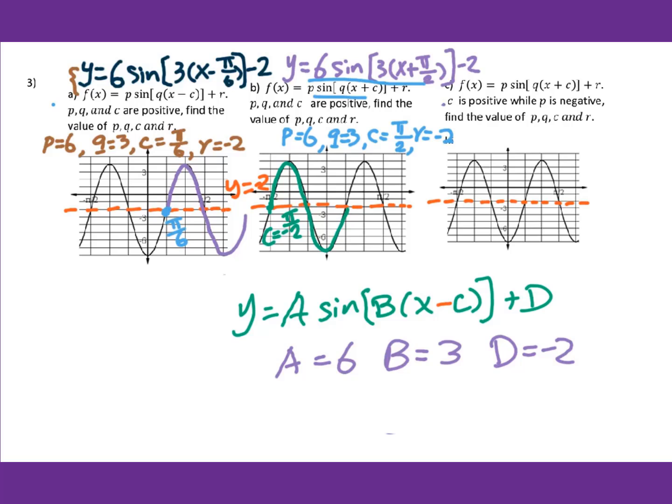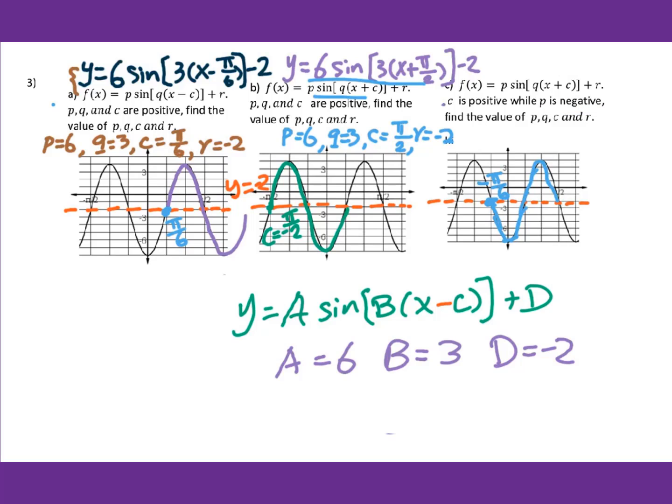Now let's go to C. This time, C is positive. That means move to the left side, like x plus 5. And P is negative. That means a negative sine pattern. On the left side, you need to sketch the negative sine pattern like this. Yeah, this is the pattern we will get. This point will be negative pi over 6.